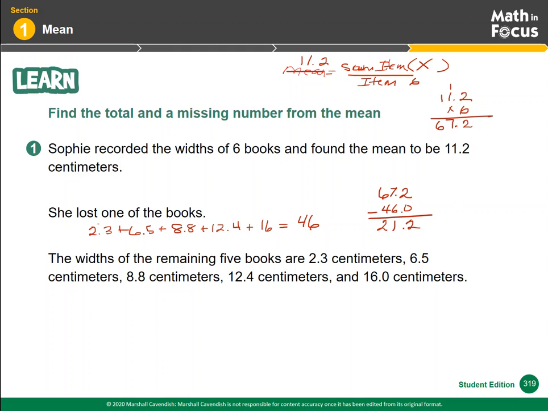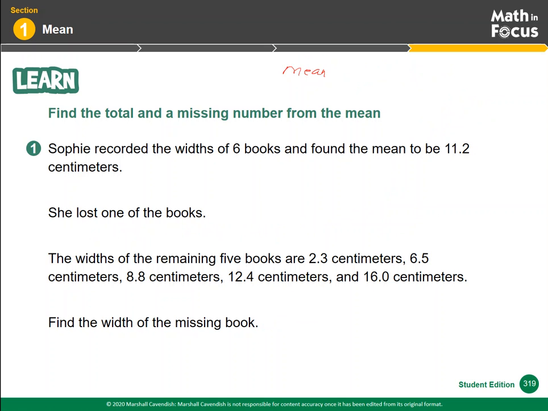Okay, so find the width of the missing book, and like I said, that is 21.2 centimeters. Okay, and that is it. So you saw how to find the mean and then also how to go from knowing the mean to finding a missing item. Okay, so let's go ahead and go to the next slide.